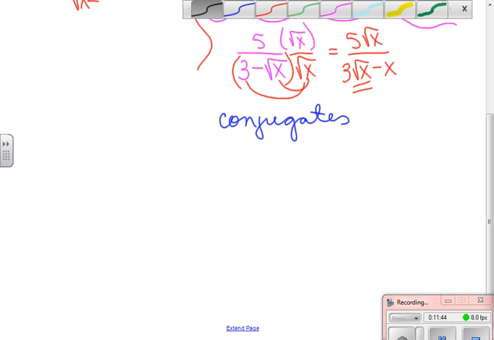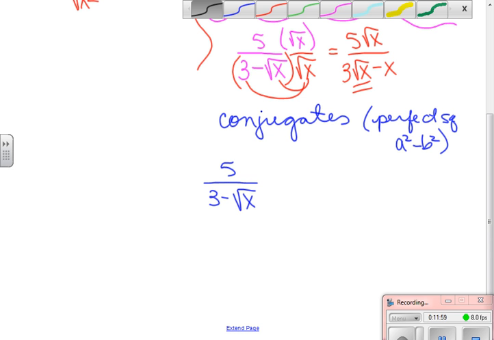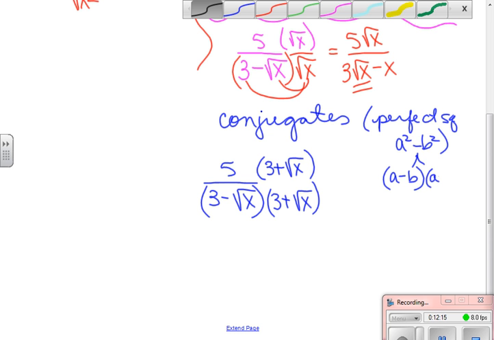And conjugates is a way to make that perfect square binomial, that a squared minus b squared kind of idea. So if you're faced with something like 5 over 3 minus the square root of x, what you need to multiply top and bottom by is 3 plus the square root of x, single number, 3 plus the square root of x. Because if you remember, this factors into this. Squaring will get rid of my radical, but there's no AB term. The middle drops out because it's 0.